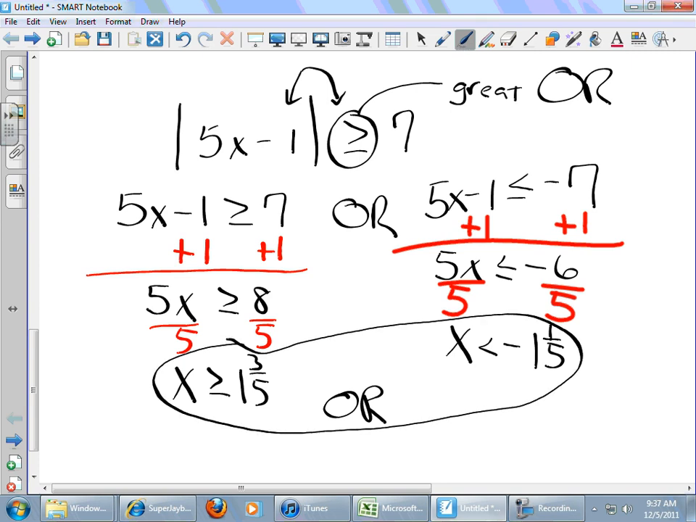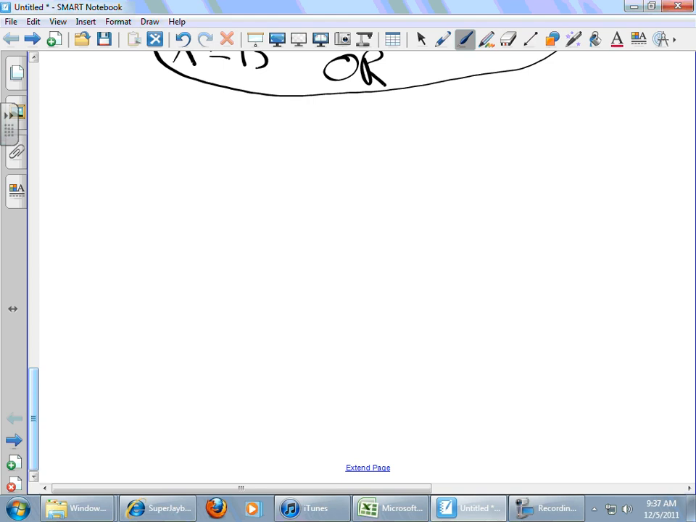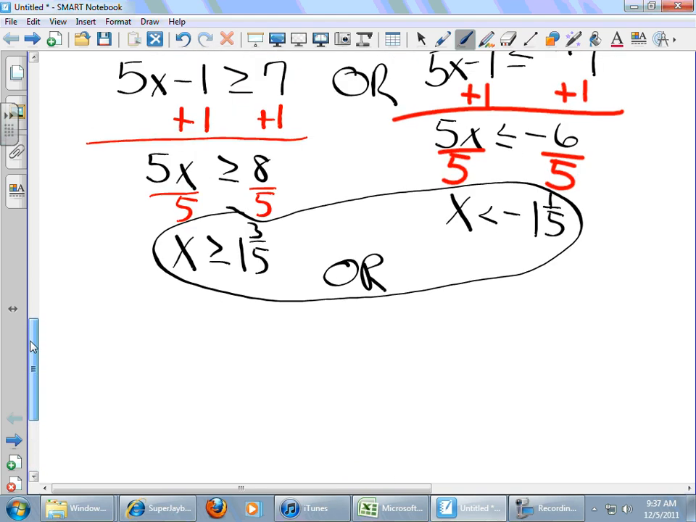Must have both parts to get full credit, and those of you that will choose to not do both parts, you will lose so many points on the test because you'll only do half the problem.